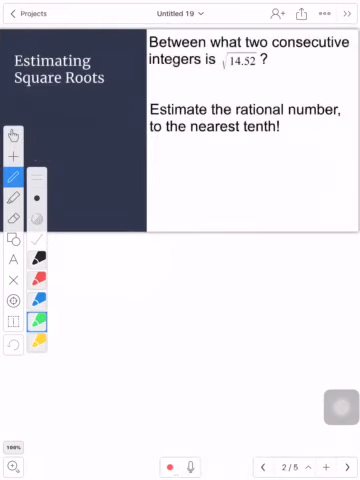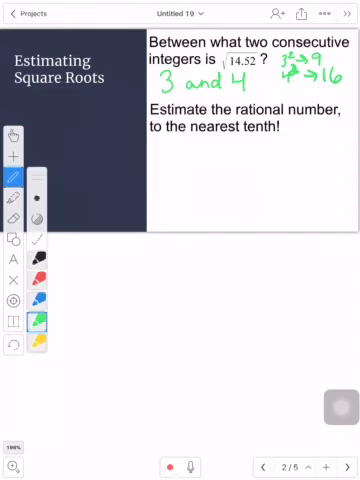Okay, so on to the next part, estimating square roots. Between what two consecutive integers is the number 14 and 52 hundredths? Now, again, this is not going to be a rational answer, but we can get kind of close in estimating what the answer would be around. So I know that 3 squared is 9, and I know that 4 squared is 16. So between what two consecutive integers? It's between the numbers 3 and 4.